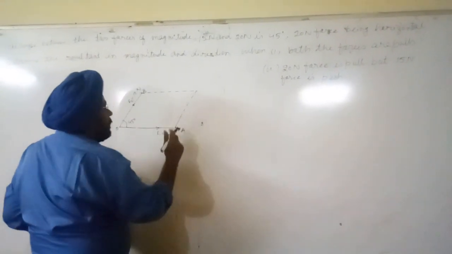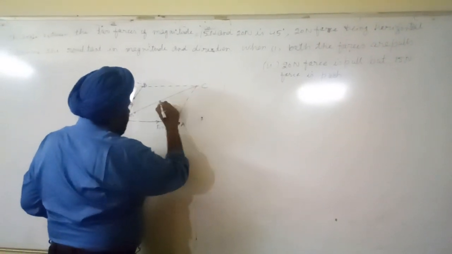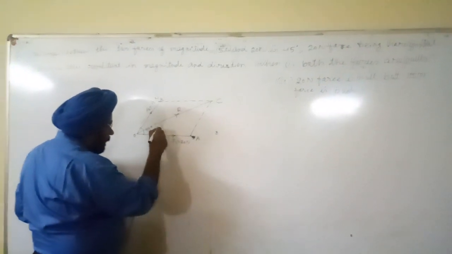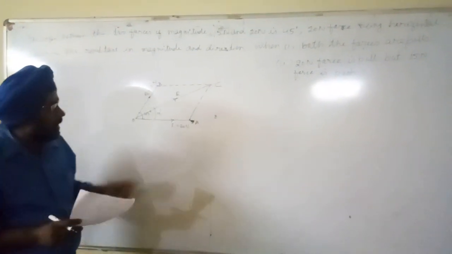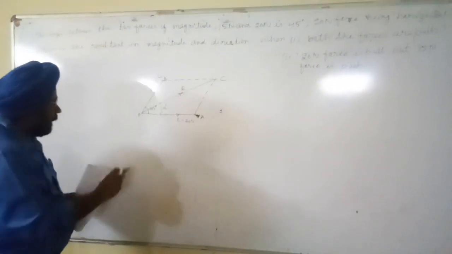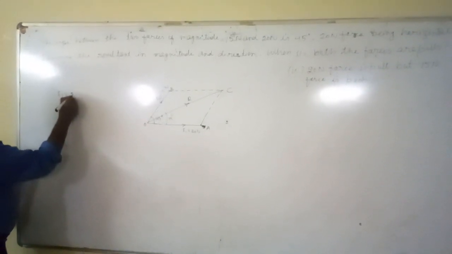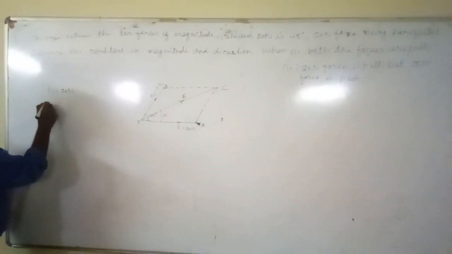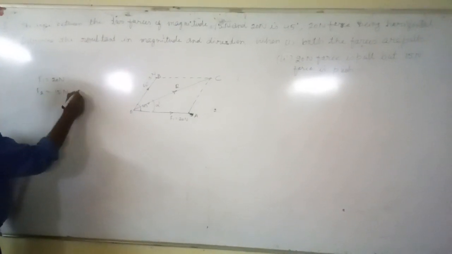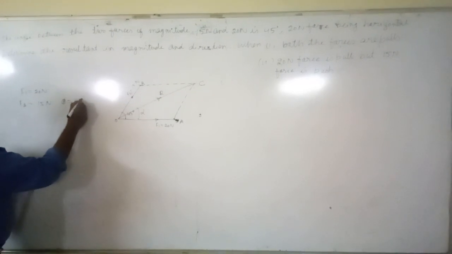So OACB is our parallelogram and R is the resultant force, and alpha is the angle which the resultant force makes with the force F1, that is 20 Newton force. So the force F1 is 20 Newton force and F2 is 15 Newton force, and the angle between the two forces, theta, is 45 degree.